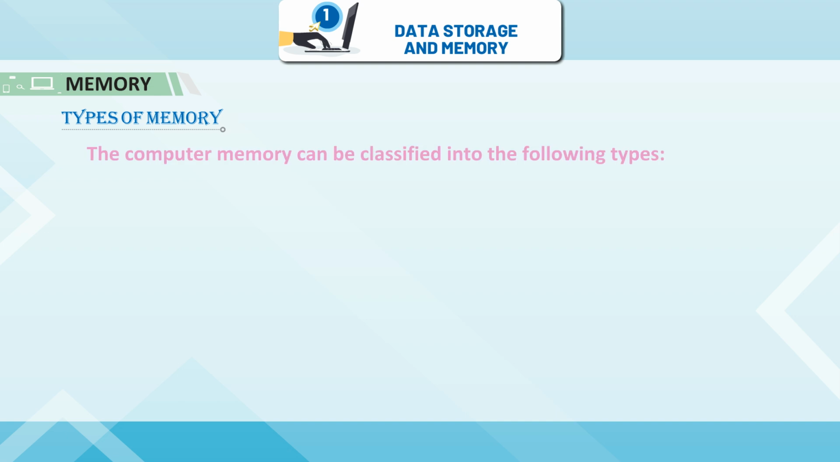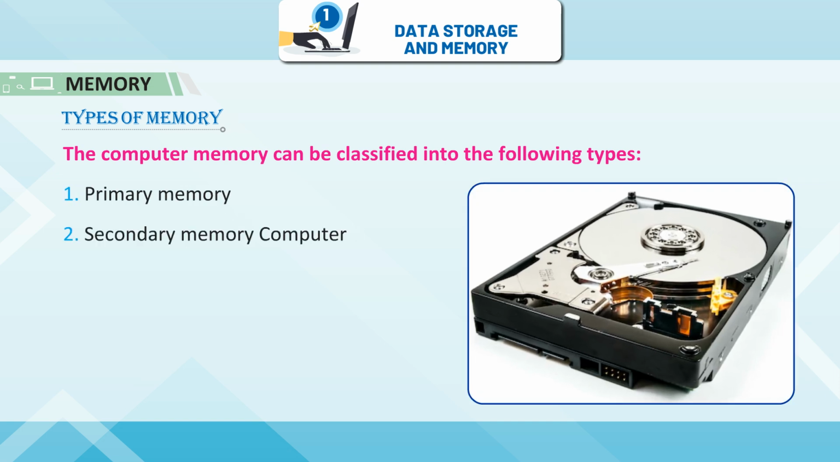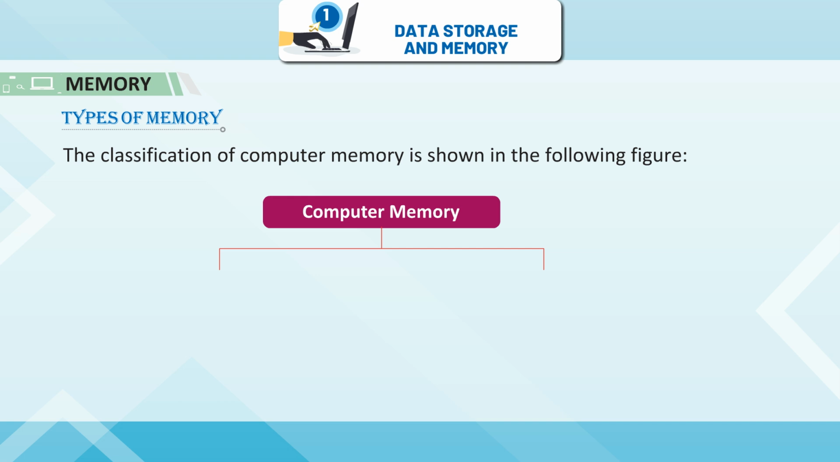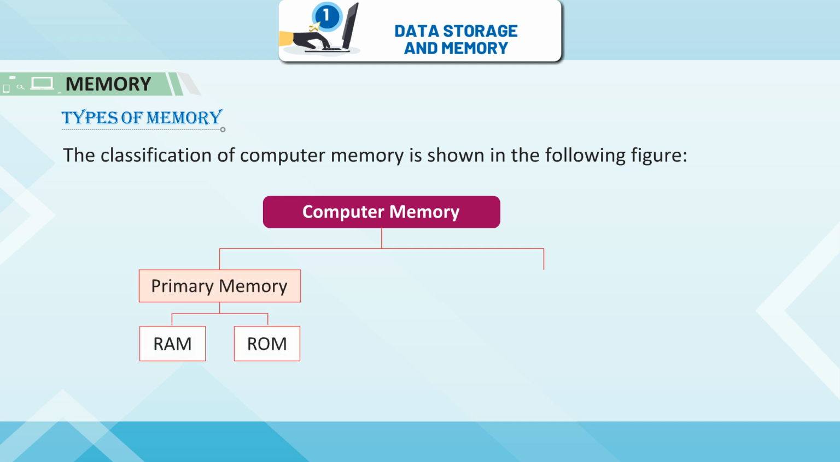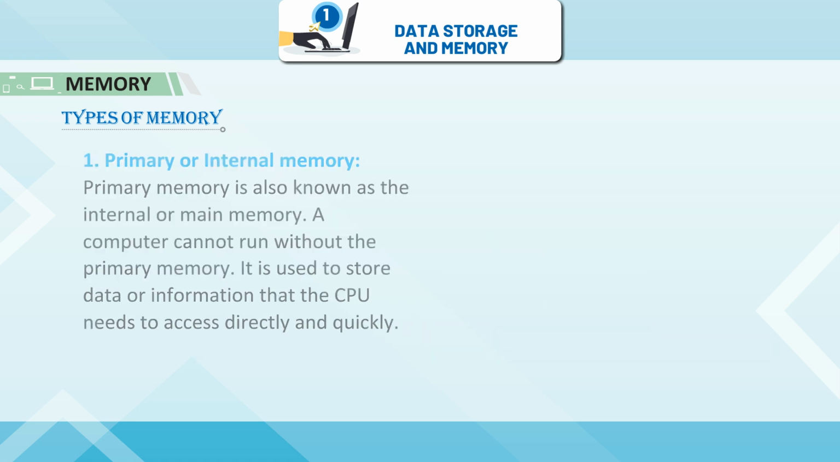Types of memory. The computer memory can be classified into the following types. 1. Primary memory. 2. Secondary memory. The classification of computer memory is shown in the following figure. Computer memory: primary memory, RAM, ROM. Secondary memory: hard disk, CD, DVD, pen drive.